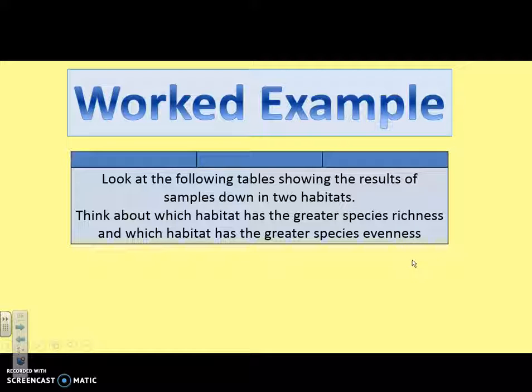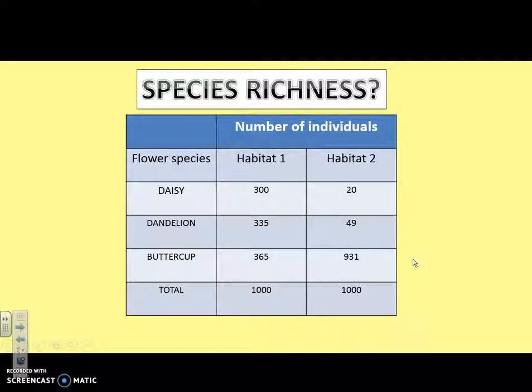And we're going to go through a worked example for how you might be able to calculate this. If you collect some numbers, go into a habitat and actually count up the number of individuals of different species, we need to be able to compare the biodiversity of those two habitats. So here are some made up numbers.